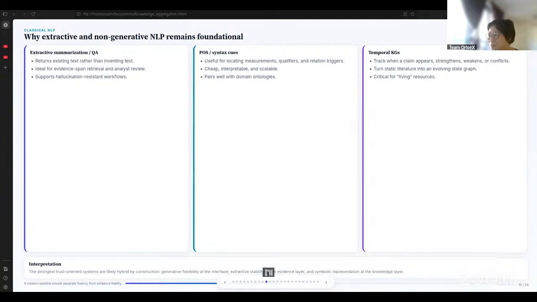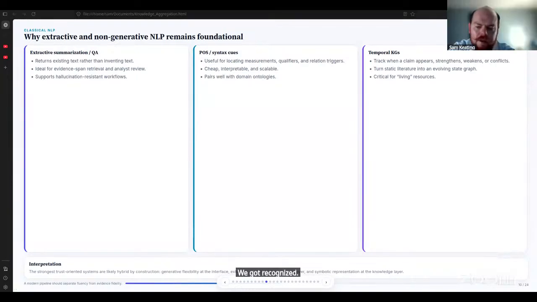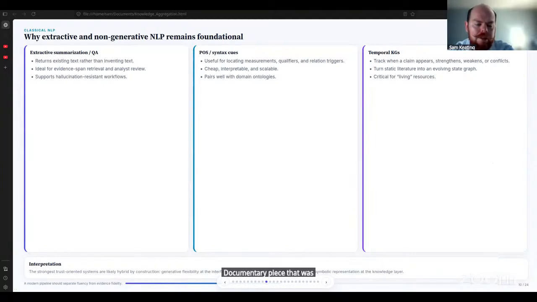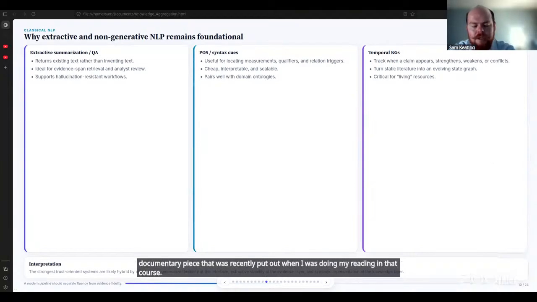Terry, are you aware of any specific examples where the complex potion chemistry or methods of pre-Christian religion may have found a verifiable effect that we now recognize? Yeah, so the course I took, my undergrad studies in ancient science and technologies, actually shed some light on this. There was even a documentary piece that was recently put out when I was doing my reading in that course. I wrote a little report on ancient neurosurgery within my course.